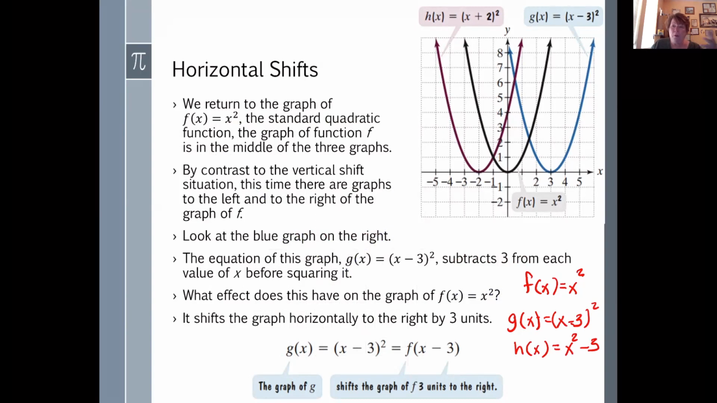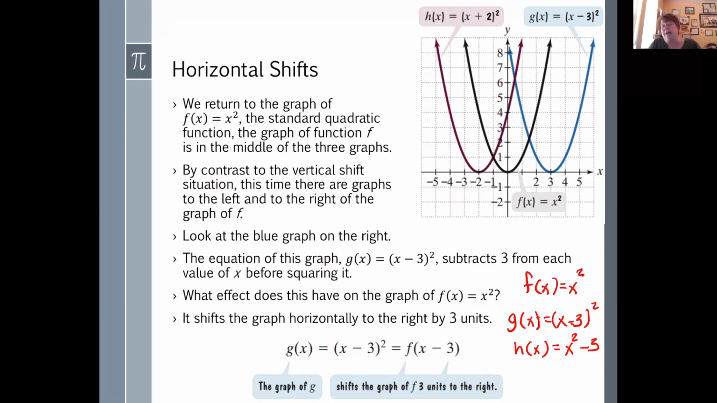So what we do is we take our input x and we subtract a constant from it, and then we do whatever the function's going to do to it. Okay, so what effect does this have on the graph of f of x equals x squared? Well, it shifts it to the right 3 units. So g of x equals x minus 3 squared equals f at x minus 3, and that is a shift of 3 units to the right.